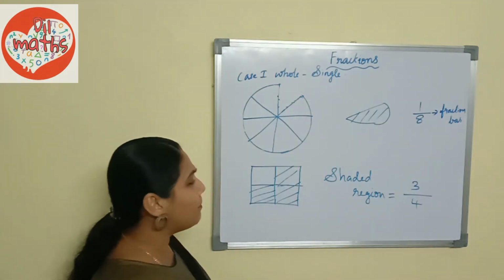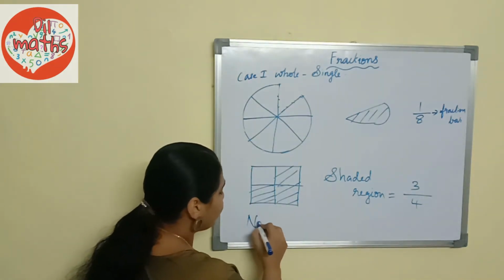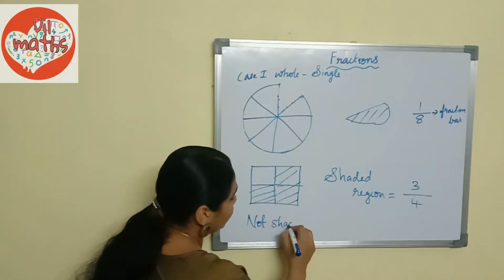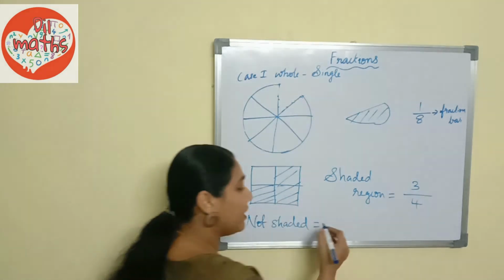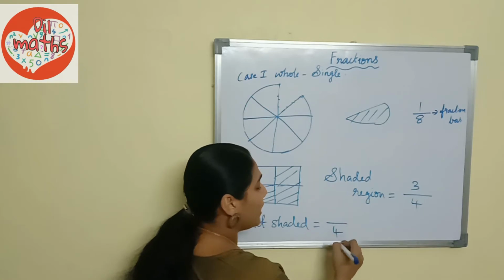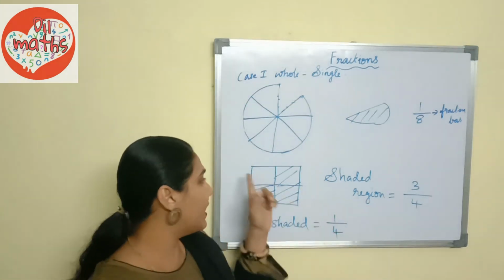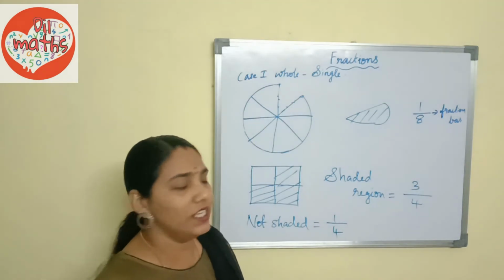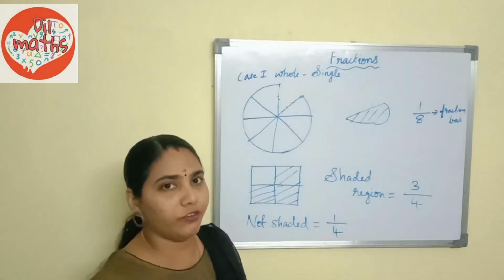And if I want to represent the unshaded region, the region that is not shaded, how many parts are not shaded? 1 part is not shaded. And what will come in the denominator? 4 will come because total 4 parts are there, and 1 will come in the numerator because 1 part is not shaded. So the fraction that represents the not shaded region is 1 by 4.